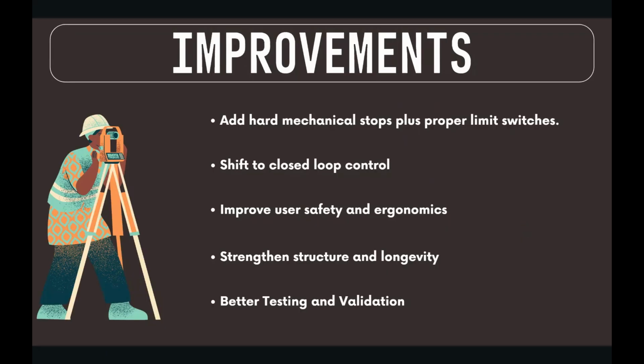Moving on to our improvements in the model, we decided on adding a hard mechanical stop plus proper limit switches that would improve our model. We decided to shift to closed loop control, which would automate our mechanism. Improving the safety and ergonomics was our top priority. Strengthening the structure and longevity of our mechanism can be a potential improvement. Better testing and validation are also improvements that we'll look into.